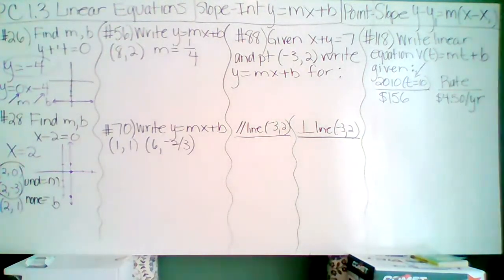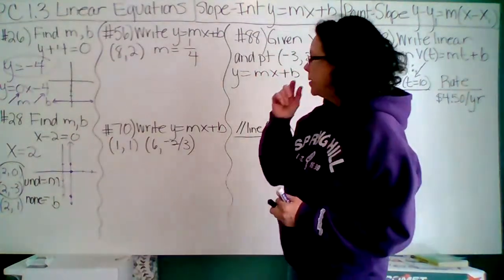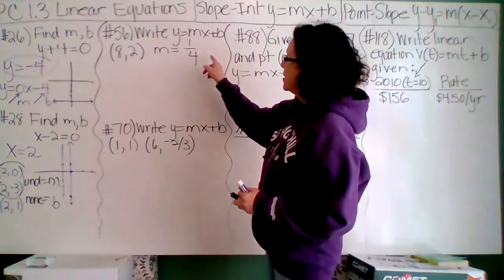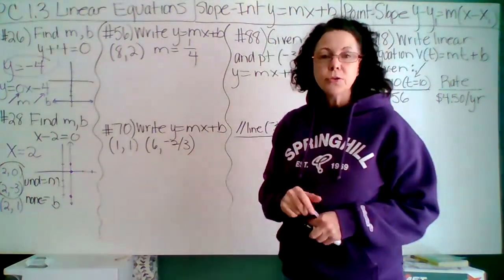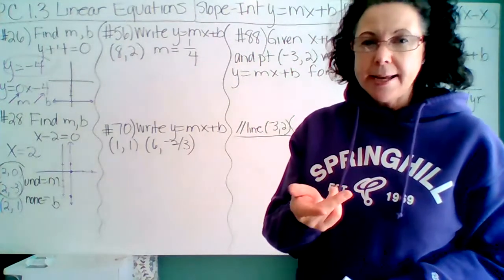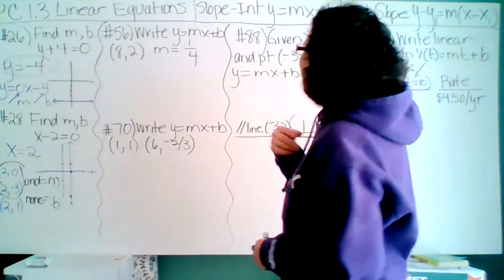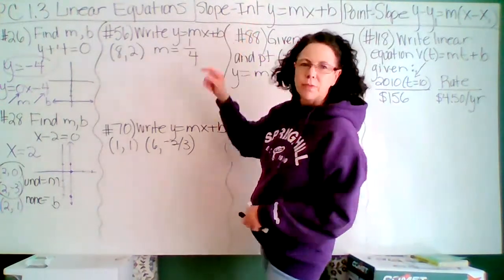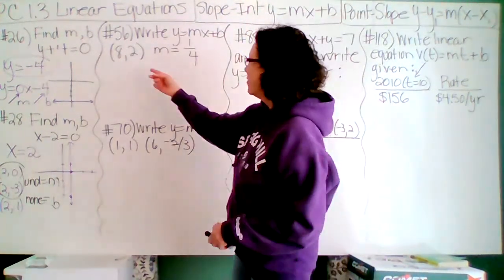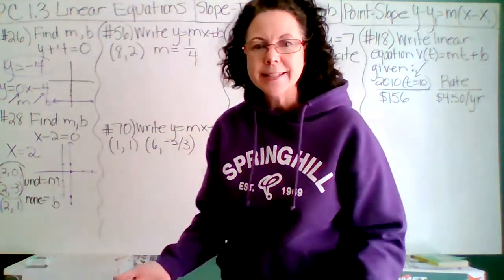There we go. Now, they want us to write y equals mx plus b for a line that has a slope of 1/4 and goes through the point (8, 2). Now, I'm going to do this two different ways. I'm going to do it the way I prefer. And that is, I know they want the slope intercept form from me, but I don't have an intercept. This (8, 2), if I graphed it, it's not on the y-axis.